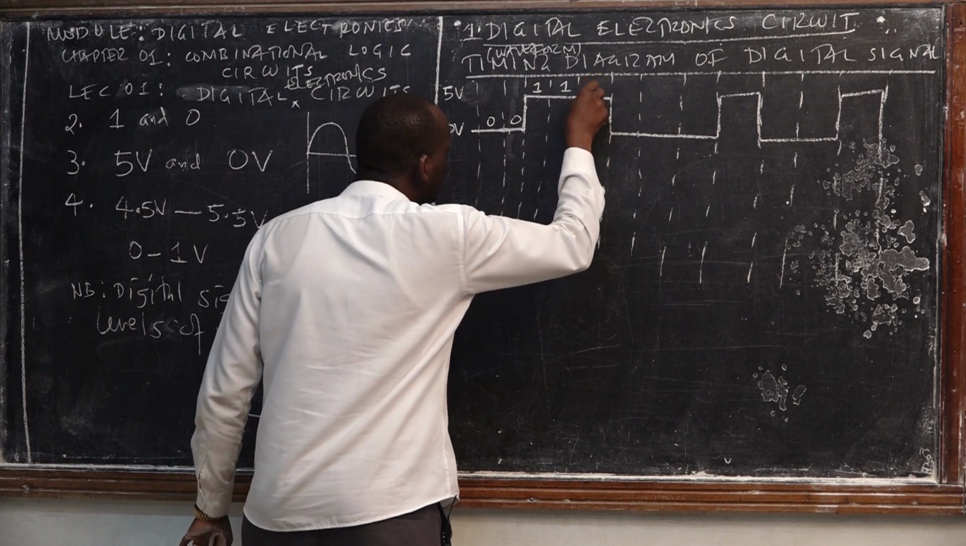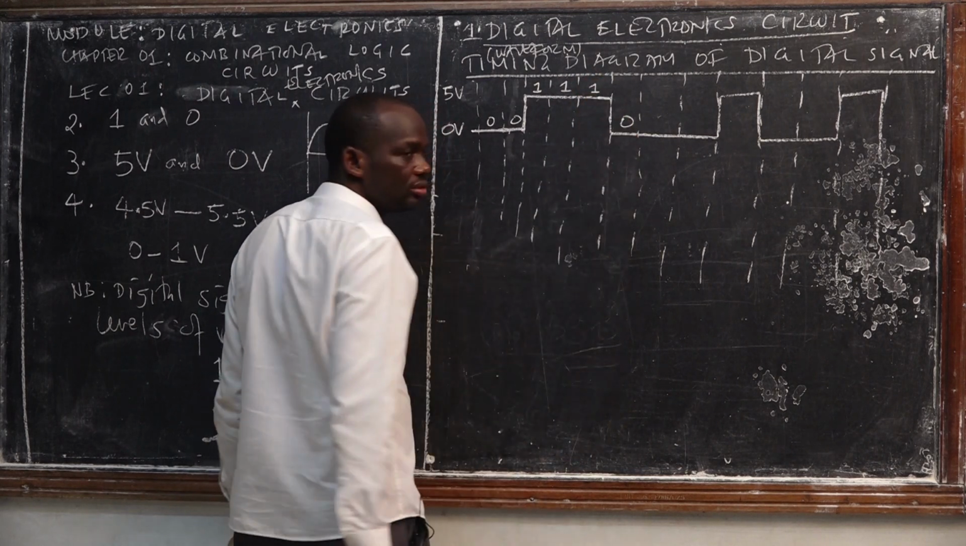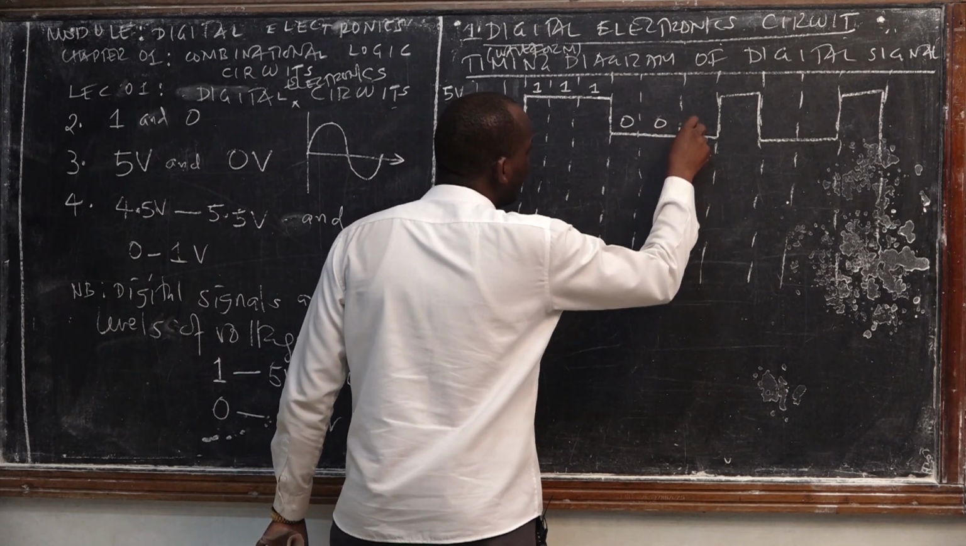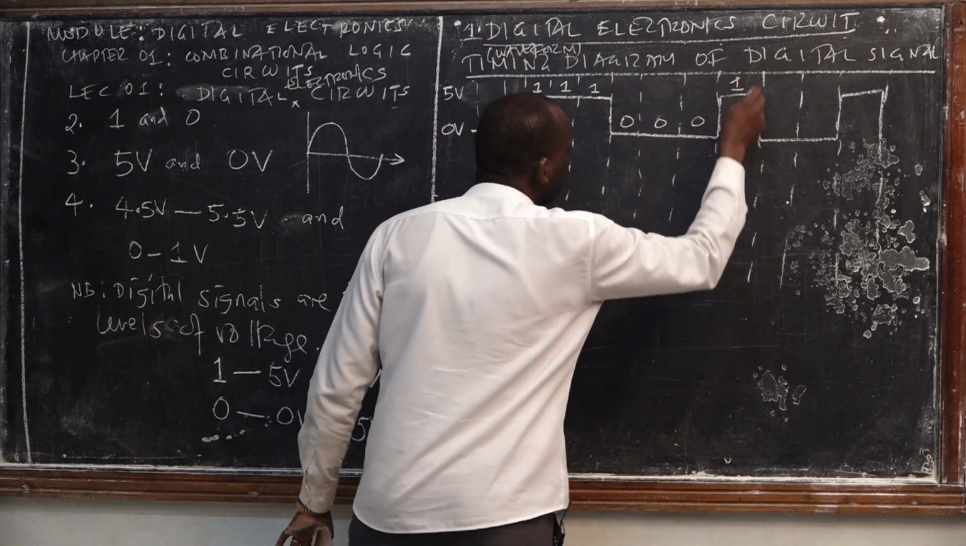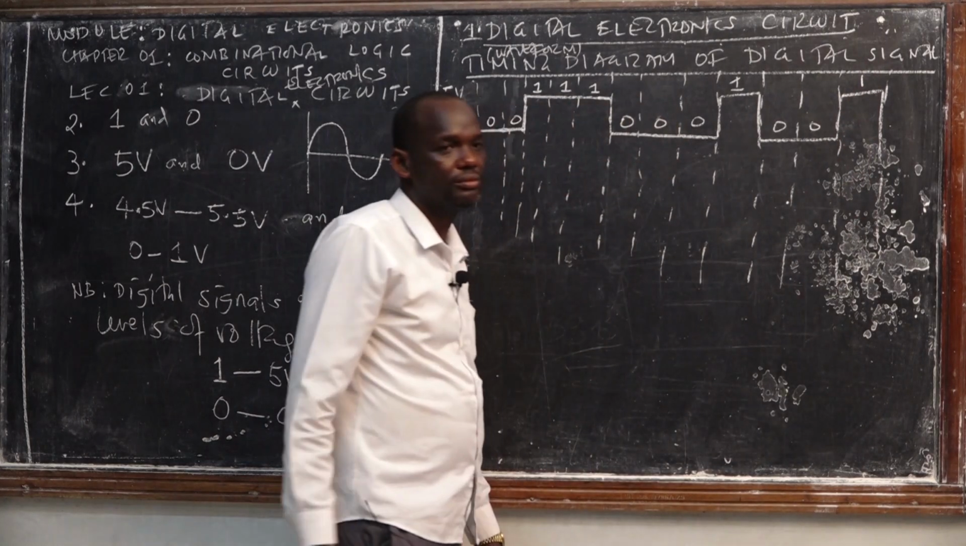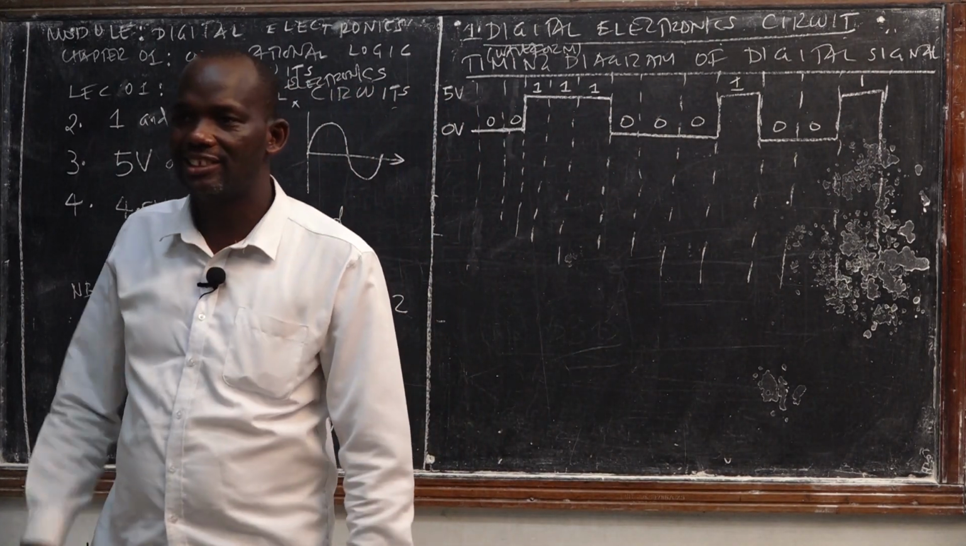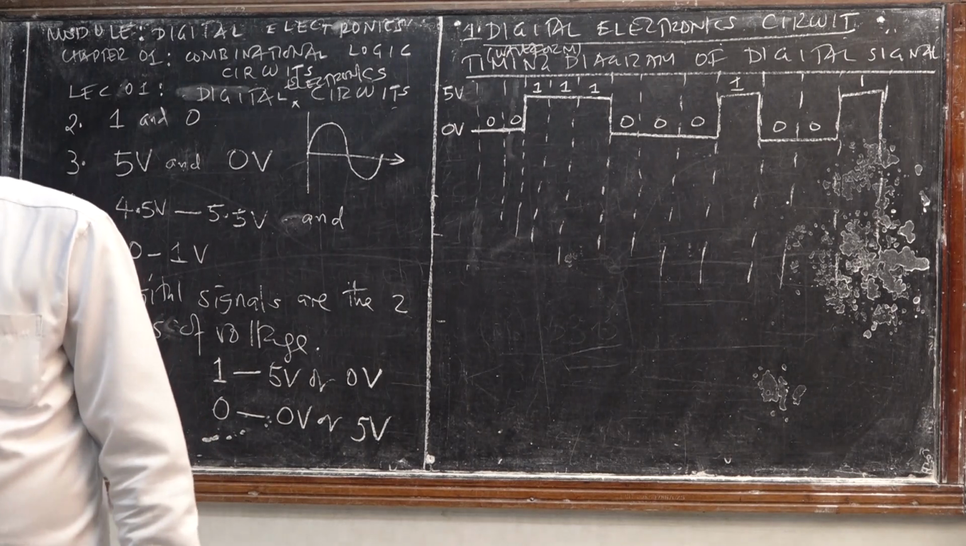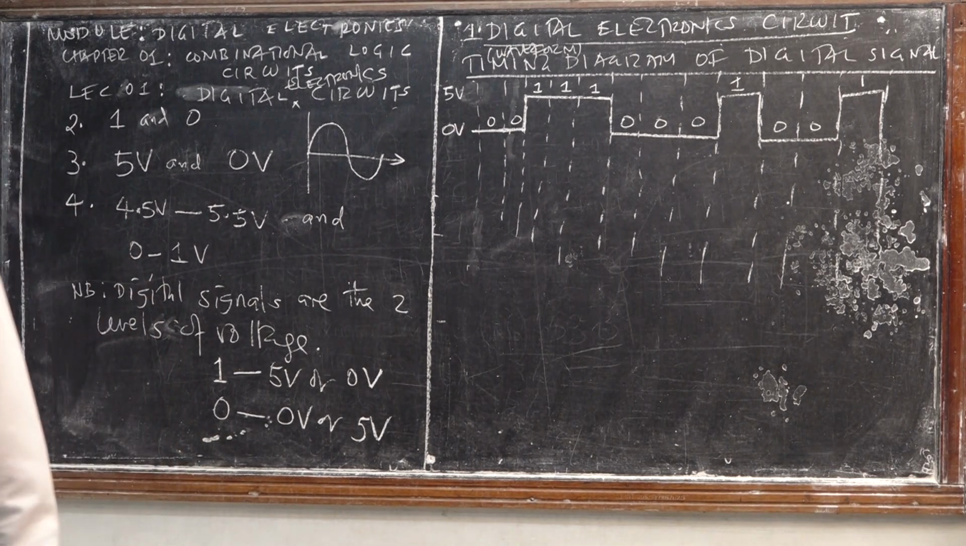And also this is BT1. And here we have 0, here 0, here 0, here you have 1, here you have 0, we have 0, 1. So that is the timing diagram that we have in digital electronics.